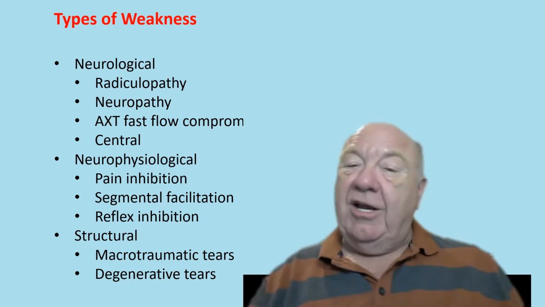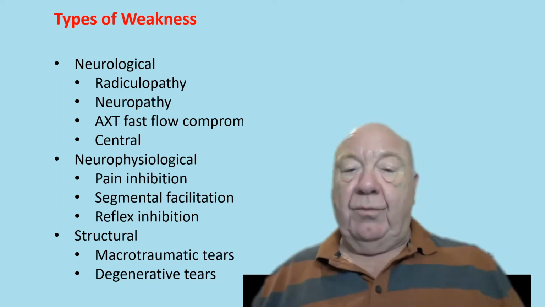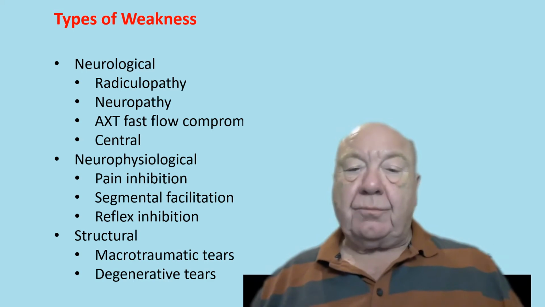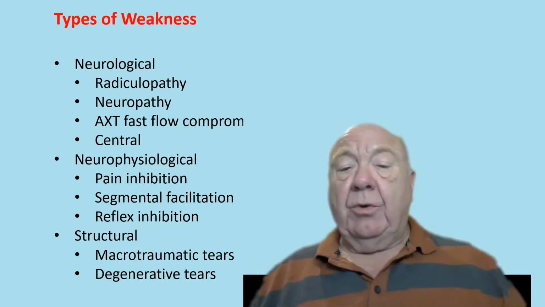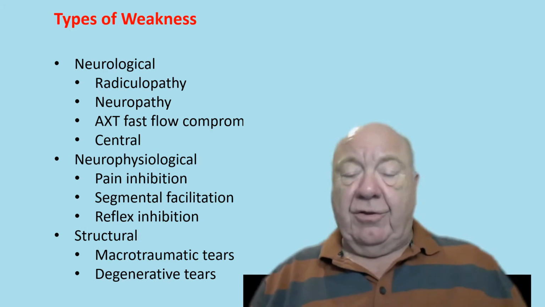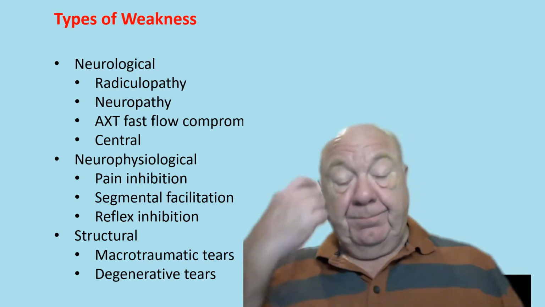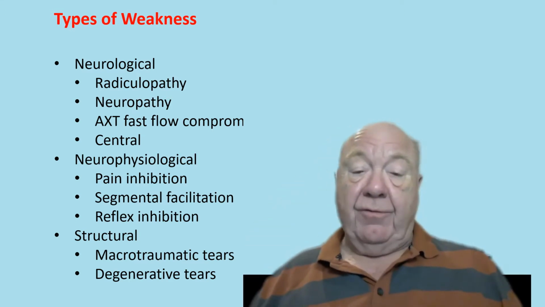There is then incoordination, neurophysiological incoordination, and that produces weakness. And then it's reflex inhibition, which is local, whereas segmental facilitation is seen throughout the segment. This is local to the joint that's causing the reflex inhibition. And we'll look at all of the characteristics of each of these.